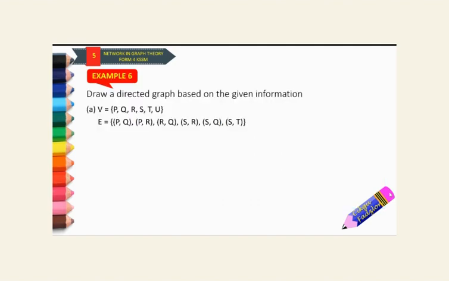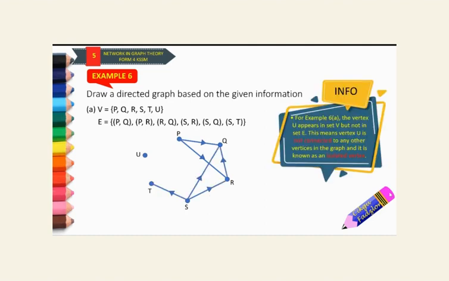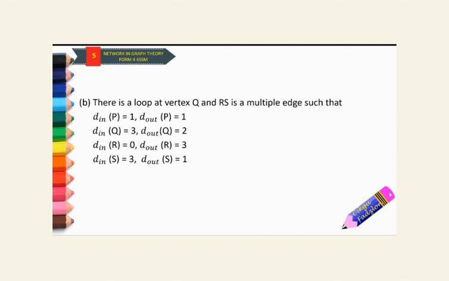Okay, let us look at example 6. Draw a directed graph based on the given information. Now we have 6 vertices, and we are going to connect all the vertices with all the edges according to the one given. And we can see that the vertex U is not connected to any other vertices in the graph, and it is known as an isolated vertex.